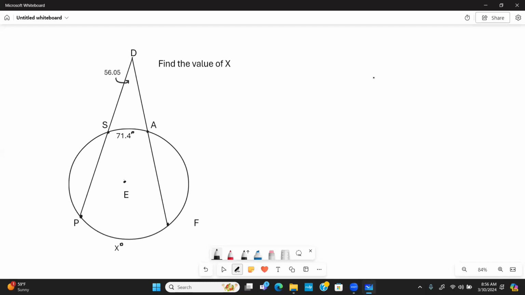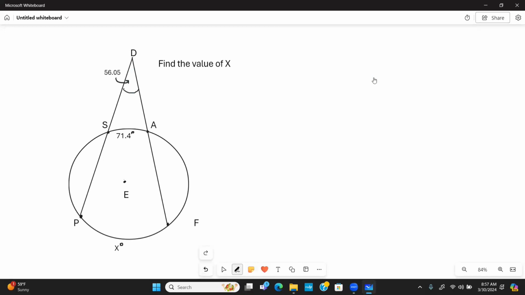Now, a third problem. What we have is two secant lines meeting outside the circle to form this angle here, which is 56.05. The question wants us to find the value of x, which is right here. The principle remains that if we have two secant lines that meet outside the circle, this external angle is half the difference of the two intercepted arcs.